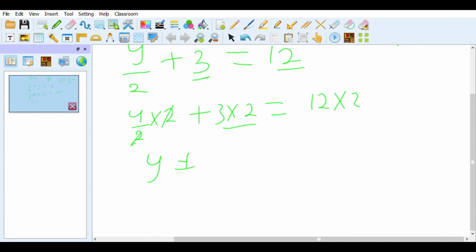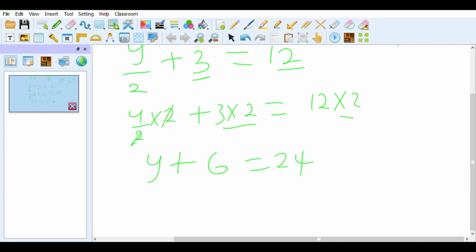3 times 2 is 6, and then 12 times 2 is 24. Can you see that? Now, this is the major reason why we always multiply through by that number at the denominator. Anytime you do it, the fraction will disappear, and what you will have will now be a simple form of the equation, which are all the ones that we've been solving.